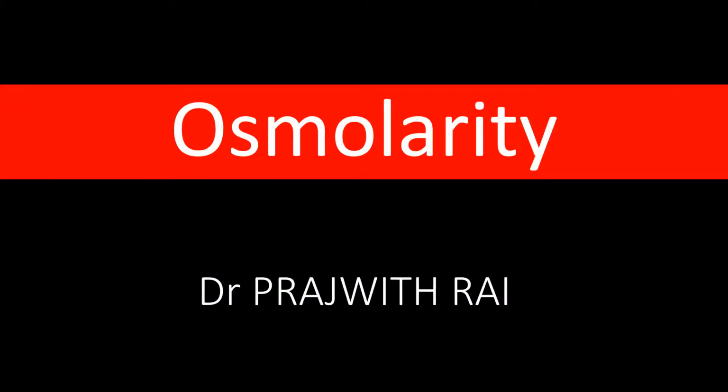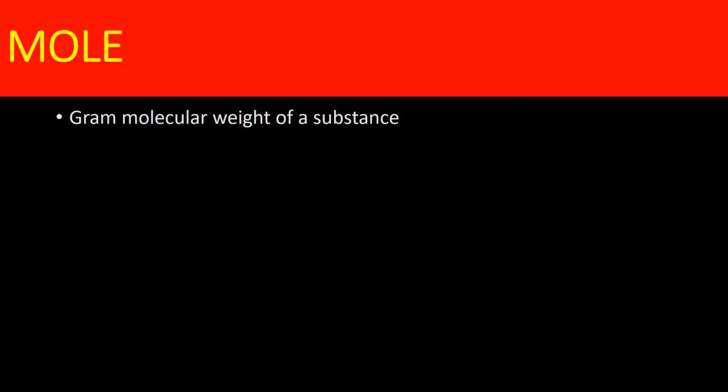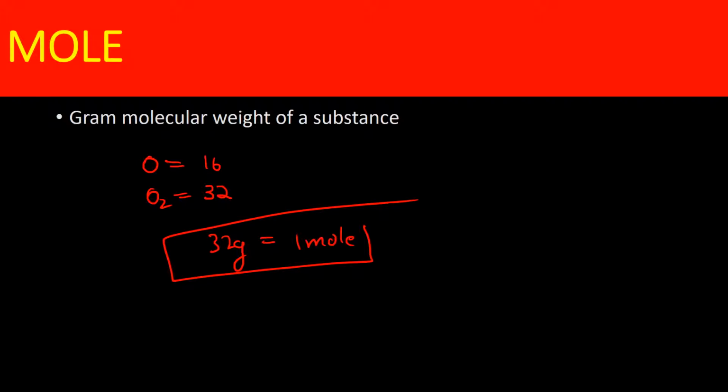So osmolarity. Before going on to the osmolarity proper, let's see what is a mole. The mole is called the gram molecular weight of a substance. For example, oxygen has an atomic number of 16, so an oxygen molecule will have a molecular number of 32. So the molecular weight is equal to 32. The gram molecular weight, that is 32 gram, is equal to 1 mole. So mole is nothing but the gram molecular weight of a substance.